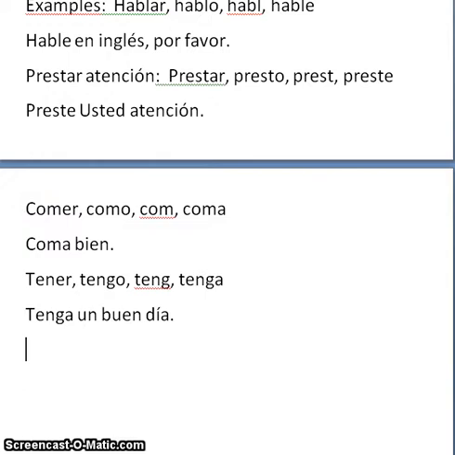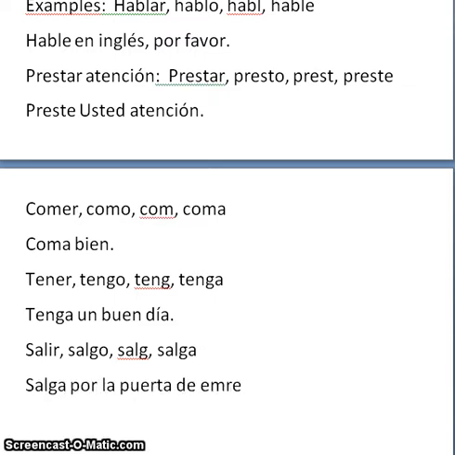Let's do another one. How about salir? Conjugate for yo. Drop the O. Change the vowel. Salga por la puerta de emergencia. Leave through, or exit through, the emergency door. See how that works? Really easy, right? Start with the yo, drop the O, change the vowel.